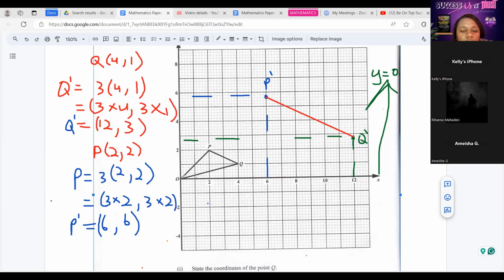So if it's reflecting here, the point O and O double prime will be in the same position, right? Because it's not really going to move. If P is two big boxes away from y equals 0, which is also known as the x-axis, P double prime will also be two big boxes away from the same mirror line, which is y equals 0. So P double prime will be here.